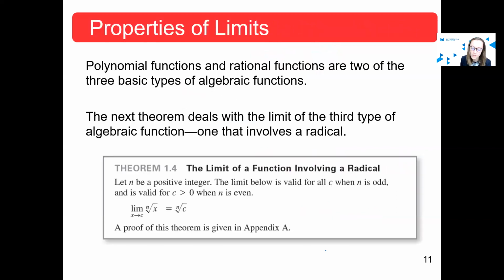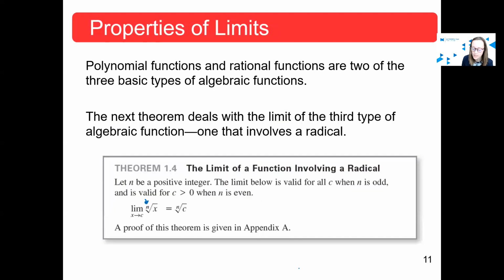Polynomial functions and rational functions are 2 of the 3 basic types of algebraic functions. The next theorem deals with the limit of a third type of algebraic function, one that involves a radical. So if we're dealing with an even root radical, for example, a square root or a fourth root, any kind of even root, and c is some value greater than 0, this is just going to be exactly the same as direct substitution.